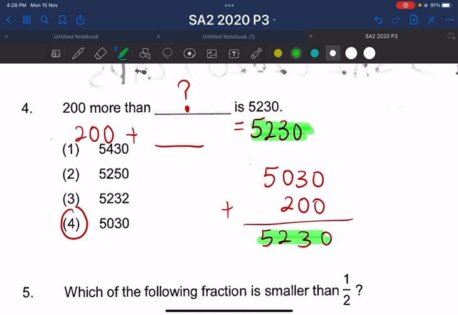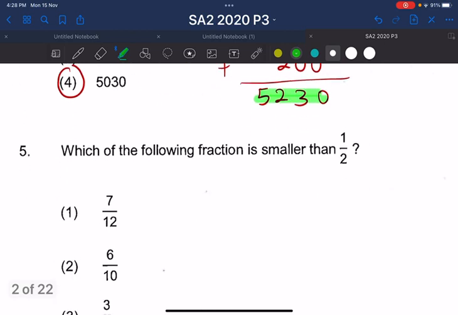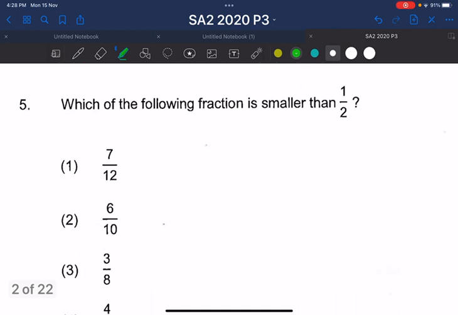Okay. Now question number 5. Which of the following fractions is smaller than a half? Now a half is actually the same, if you remember equivalent fractions, as 2 quarters.